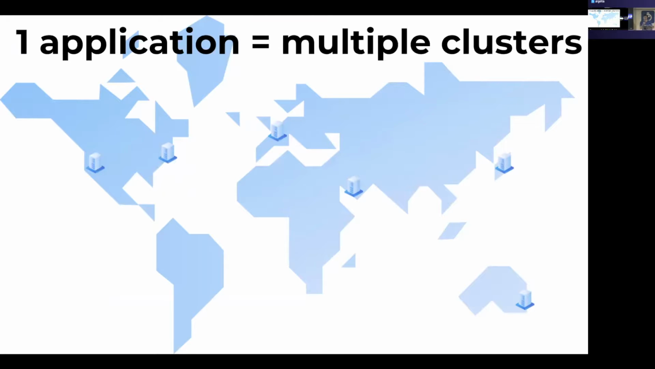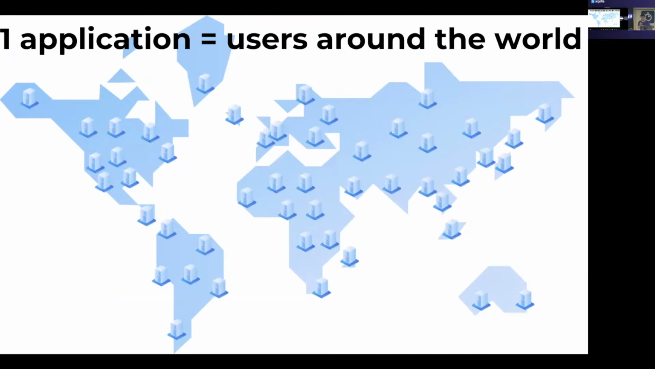In fact, I lied a bit to you. An application could be on multiple clusters all around the world. So one application could have replications everywhere in the world. So it's not one cluster, it's multiple clusters, and so multiple machines. And last but not least, one application has users all around the world. It doesn't mean that because your application is in Germany, your users will be only in Germany. Your users will probably be all around the world. So you have to be able to know if any user in the world can access the application and how it can access it.